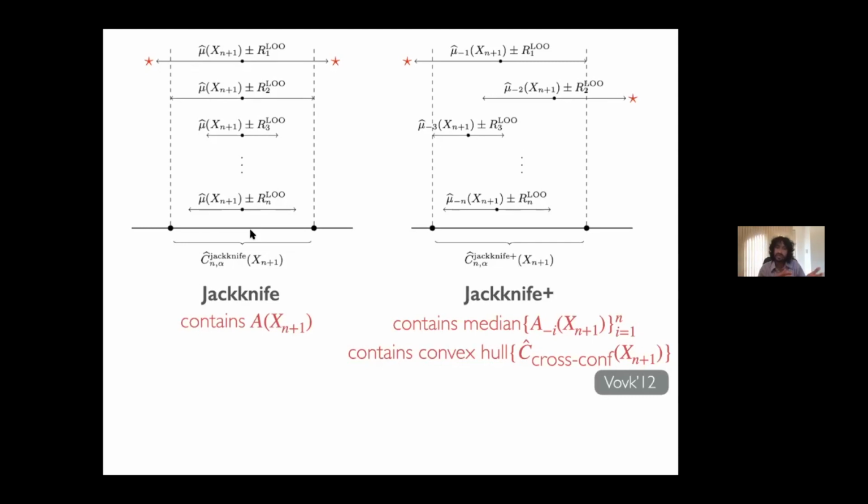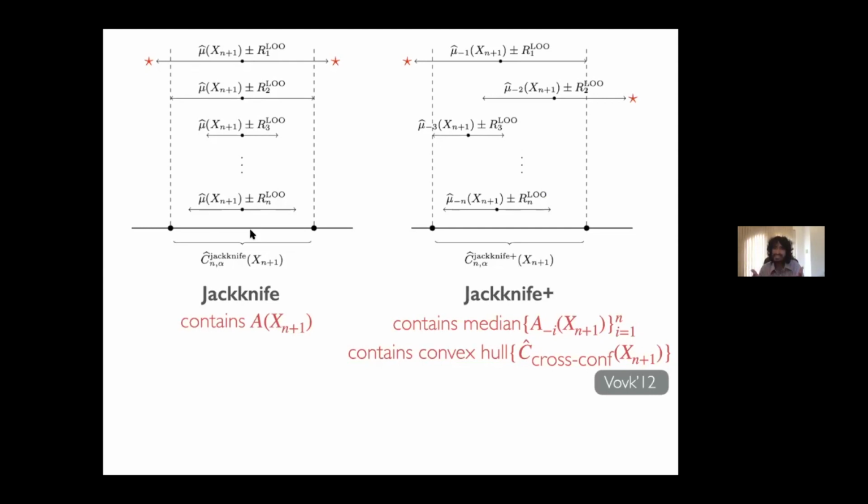Obviously jackknife is centered at A of xn plus 1, so it contains A of xn plus 1. But for jackknife plus, we can't say anything about A of xn plus 1, because we don't know what A does on n minus 1 points versus n points. We have not made any assumptions on the algorithm. Your algorithm could be, for 34 points, run random forest, for 35 points, run k nearest neighbors, for 36 points, run boosting. Your algorithm A could be anything. It's just a mapping from some number of training data points to a predictor. So when you're making no assumptions about how the algorithm is changing with the number of points, we can't say anything about whether A of xn plus 1 is in this.